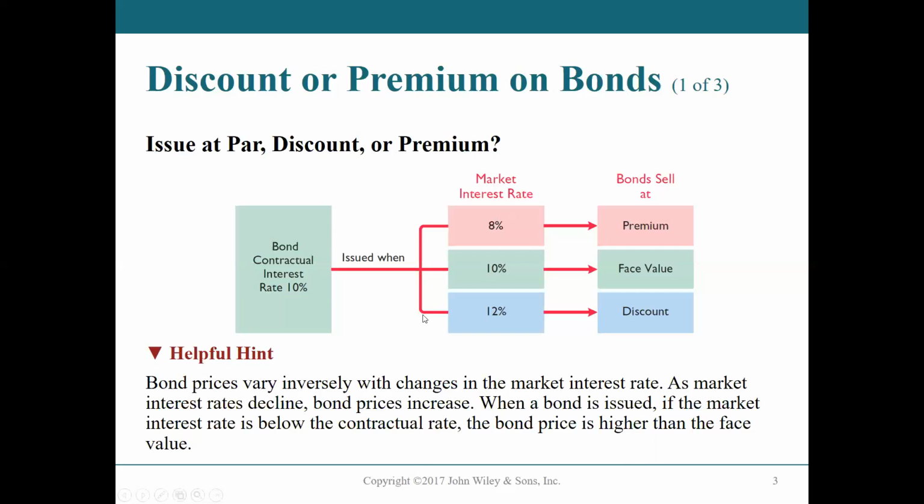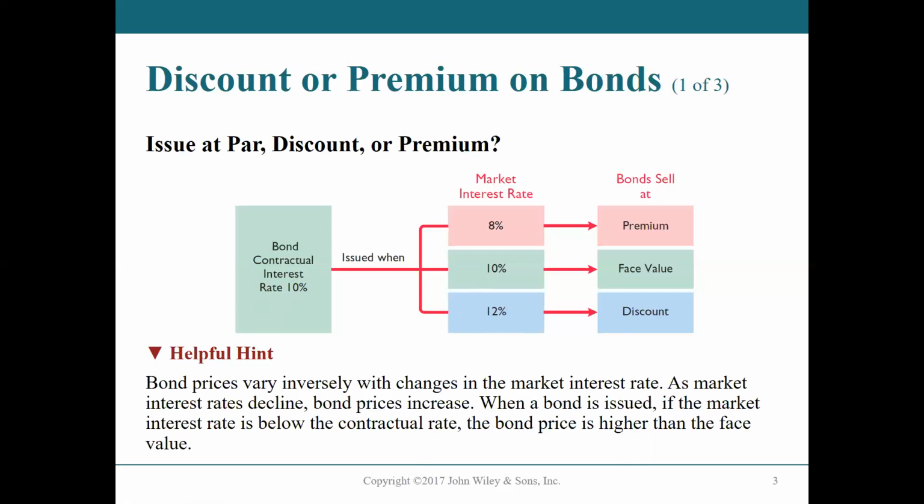Conversely, if the market rates go up, so now I've got a 10% bond, but new bonds that are being issued are paying 12%, then my bond's going to sell at a discount, meaning it's not as attractive as the other bonds that are coming out now.